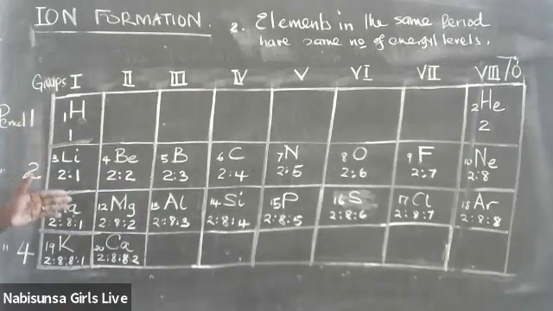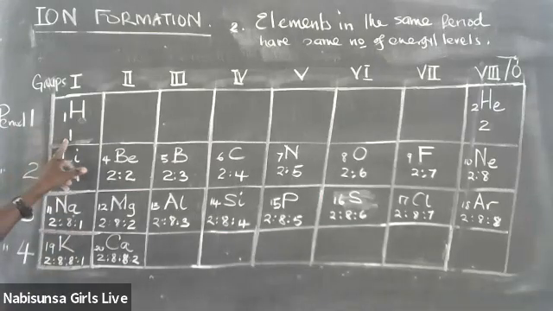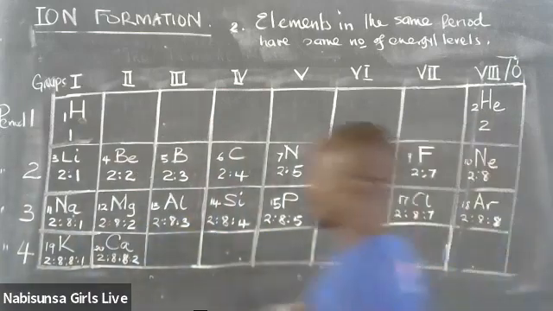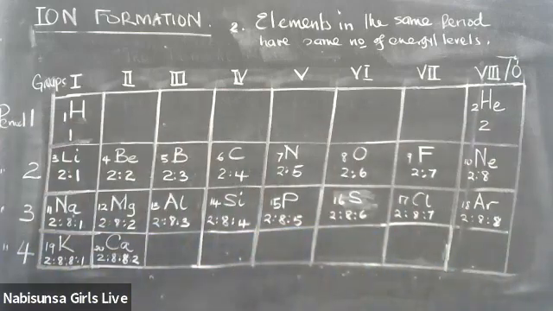Group 1 elements have 1 electron in the outermost energy level. In period 1, they have only 1 energy level, because 1 electron went into only 1 energy level. And it was not even enough. The maximum number of electrons in the inner energy level is supposed to be 2. If you look at the structure for hydrogen, if this is the nucleus, it has only 1 electron.